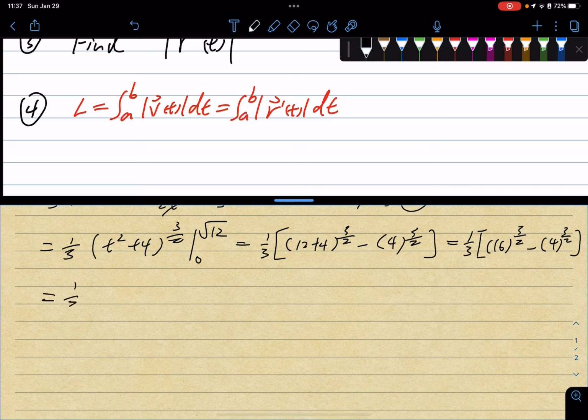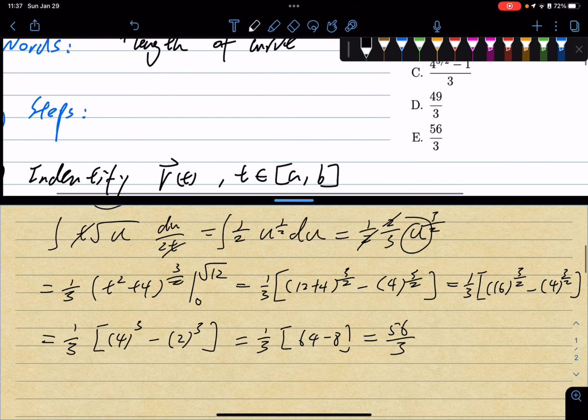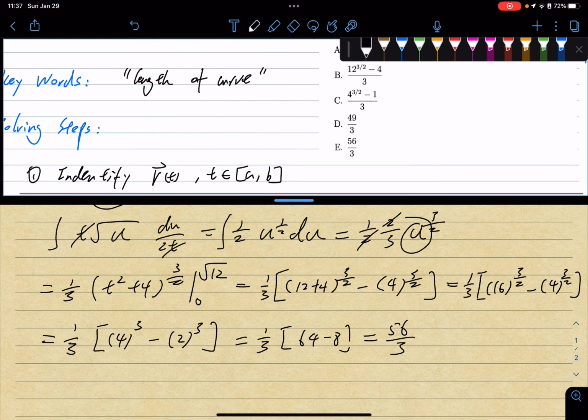This is 1 over 3, so this equation will become 1 over 3 times, well, the square root of 16 is 4, so I'm going to put 4 right here, cubed. And then minus, well, the square root of 4 is 2, so 2 to the 3 power. Then this will give us 1 over 3 times 64 minus 8, which equals 56 over 3. And this is the correct answer to this problem.